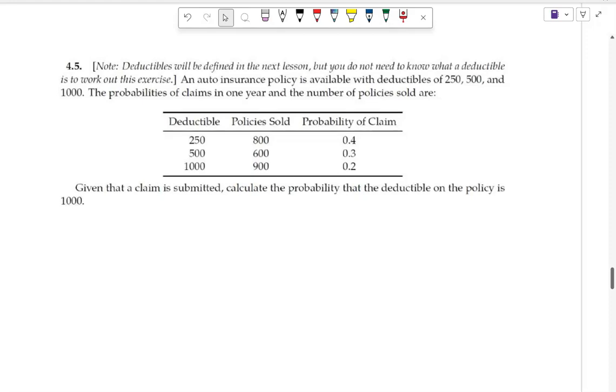Let's do the next one. What's that? Yeah, the examples are coming out of actuarial exams, so that's why there are so many insurance ones. All right.